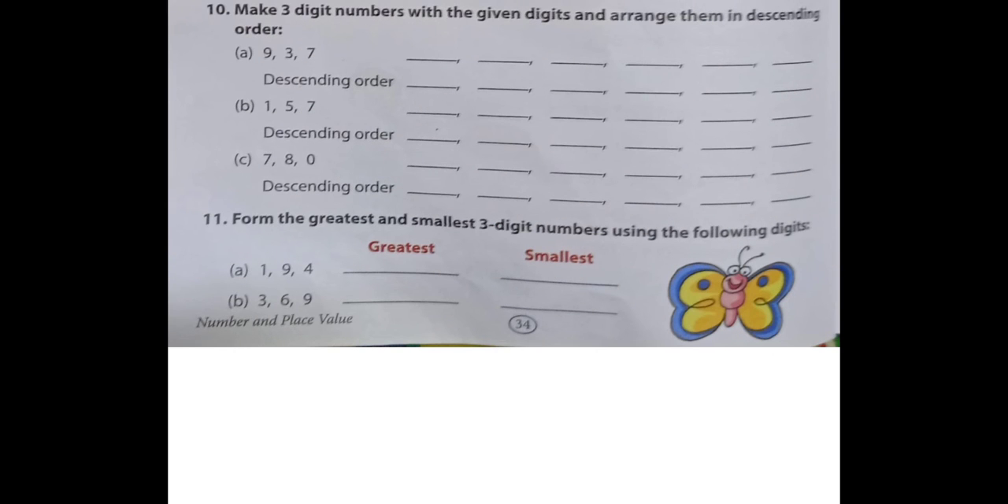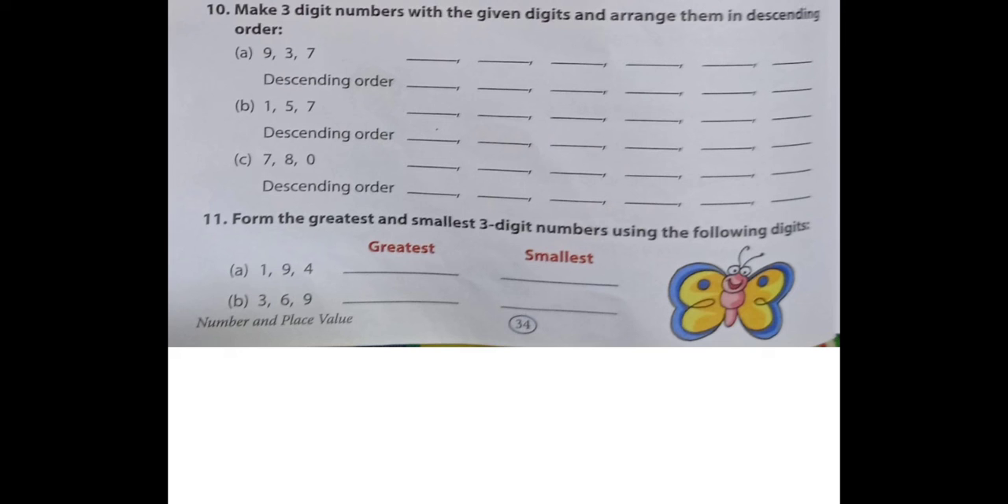Now coming to question number 10. So make 3-digit numbers with the given digits and arrange them in descending order. Now in this part, you will make the numbers as you have done in question number 9. Now in this, you will arrange it in the descending order, means from bigger to smaller number.